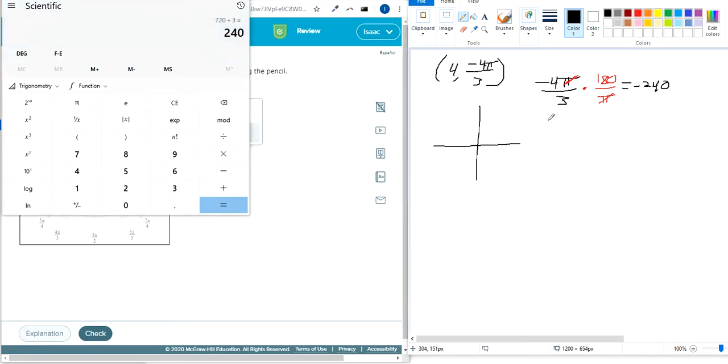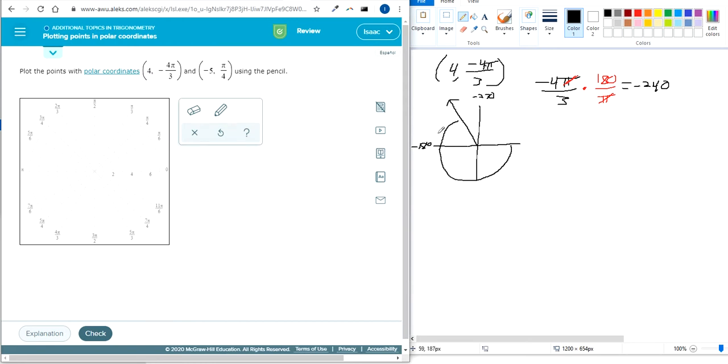And from previous practice, we know negative 240 degrees. Negative means we rotate in the opposite direction. We're going clockwise. And there's negative 180. So we don't want to go to negative 270. We're somewhere around here, right? Because this is negative 270 degrees. This is negative 180 degrees, so we're close to 270. That's the angle that we need to draw.